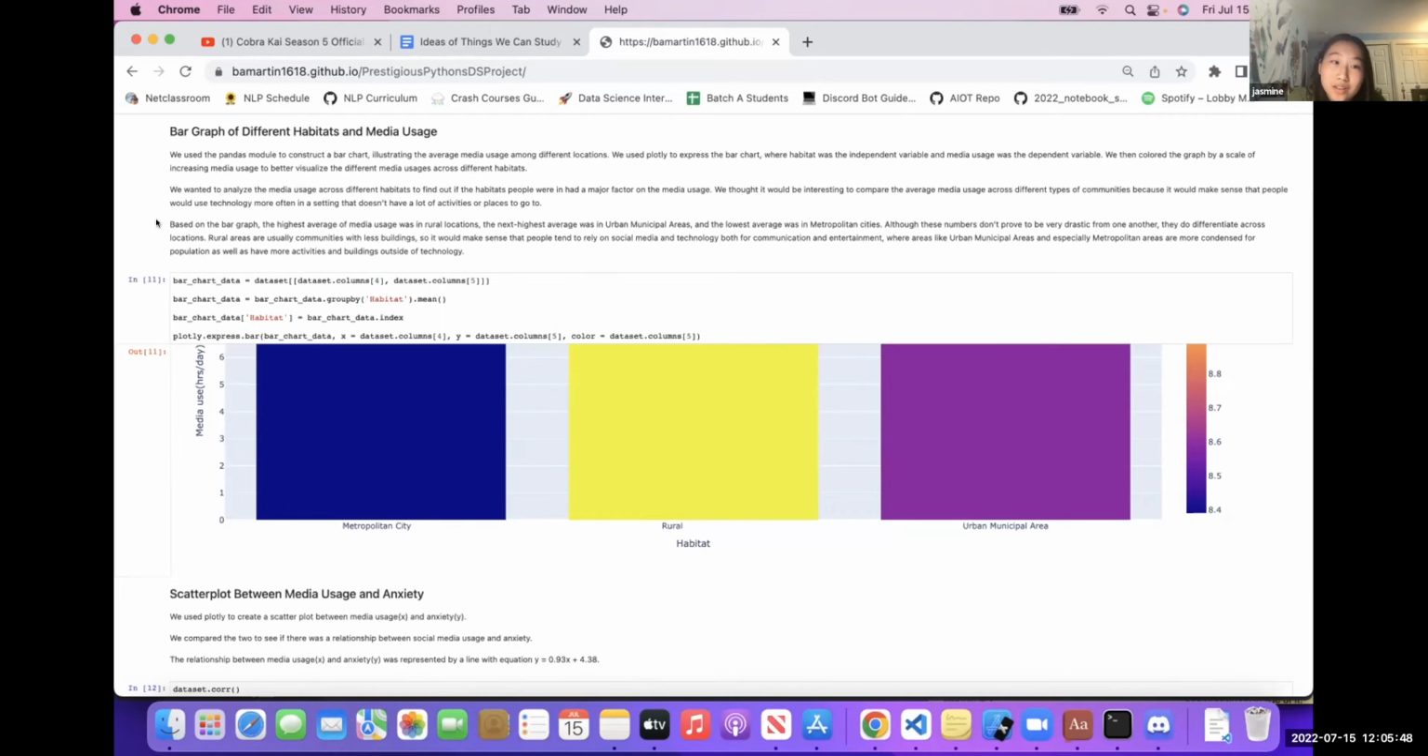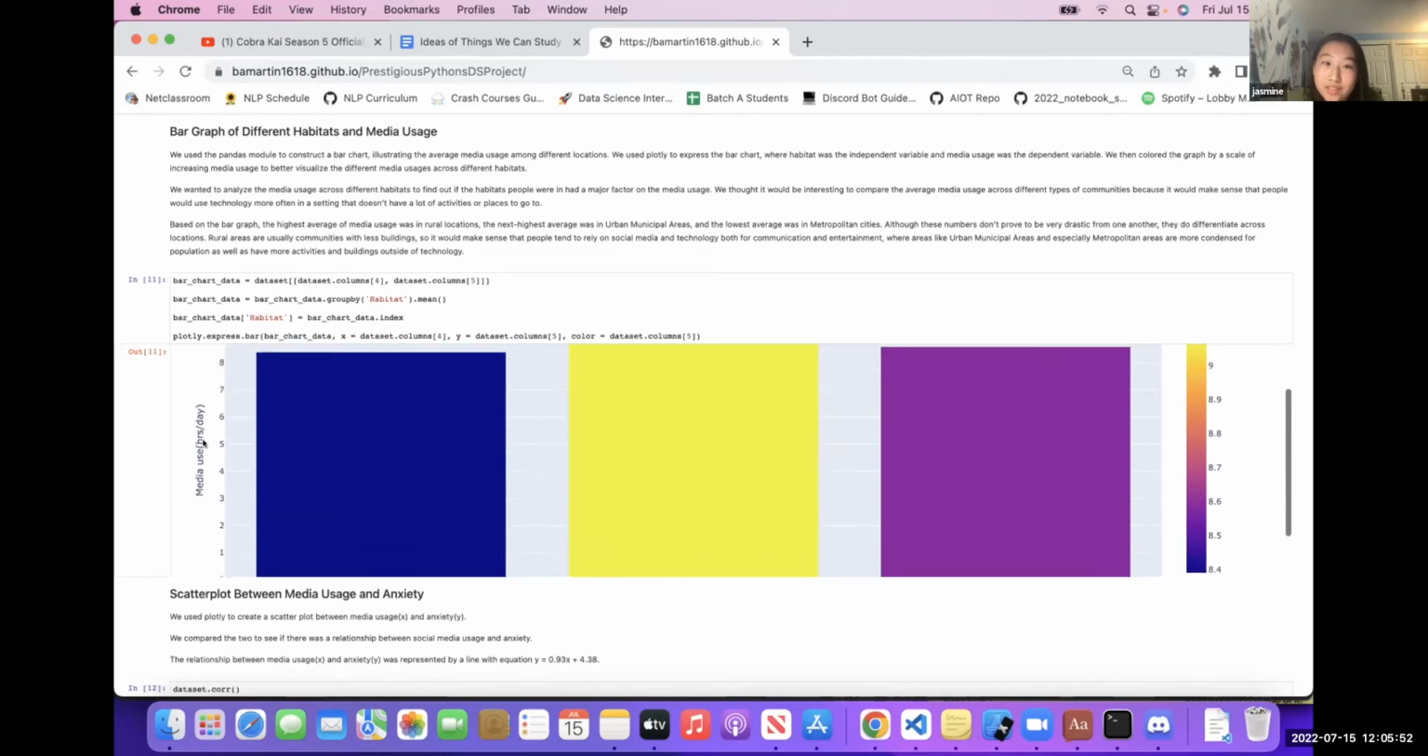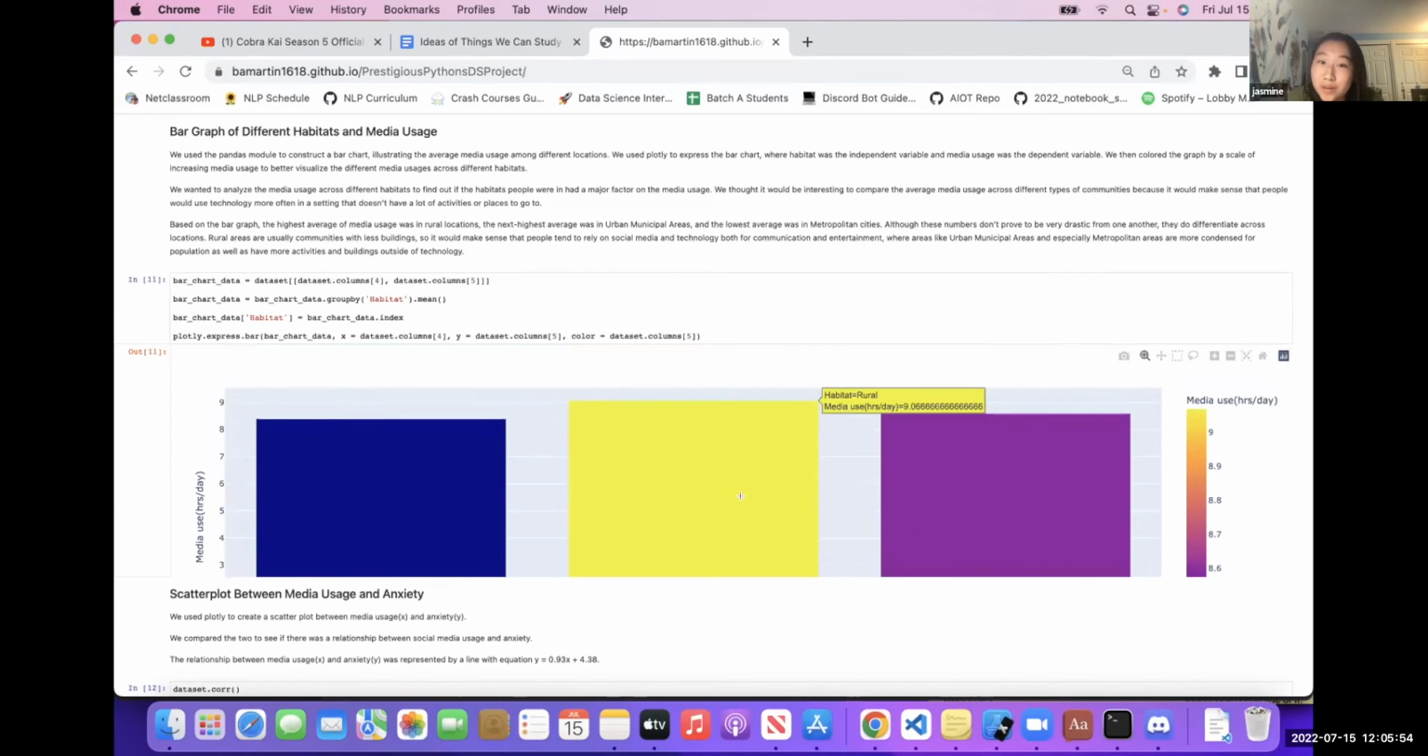And then based on the bar graph, the highest average of media usage was in rural locations, the next highest was in urban municipal areas, and the lowest average was in metropolitan cities. And although these numbers don't prove to be very drastic from one another, they do differentiate across locations.